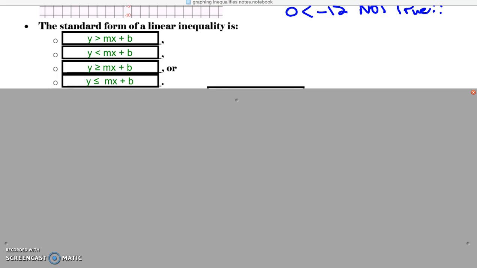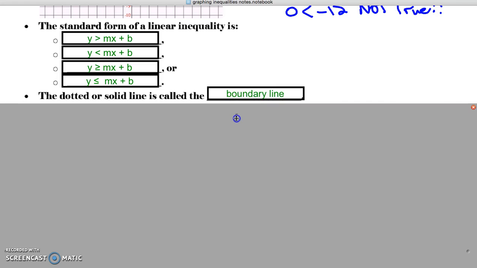A little extra information here to help you complete your notes. The standard form for a linear inequality is just a modification of y equals mx plus b. You can use any of the 4 inequality symbols as shown here. The dotted or solid line, that's called a boundary line, and that's an important word for you to recognize as we move on to linear programming.